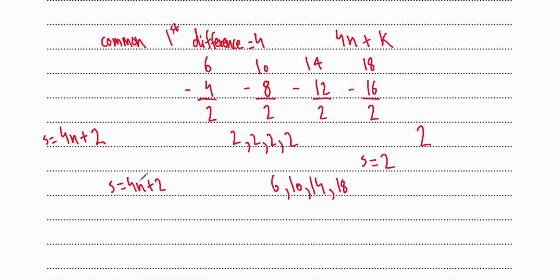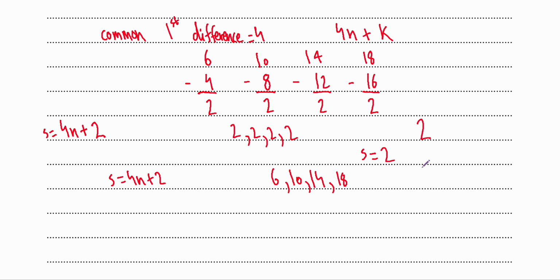When n is equal to 1, you have 4 plus 2, which is 6. When n is equal to 2, you have 4 times 2, which is 8, plus 2, which is 10. When n is equal to 3, you have 4 times 3, 12, plus 2, which is 14. When n is equal to 4, you have 4 times 4, 16, plus 2, which is equal to 18. So it does work, and our sequence is correct.